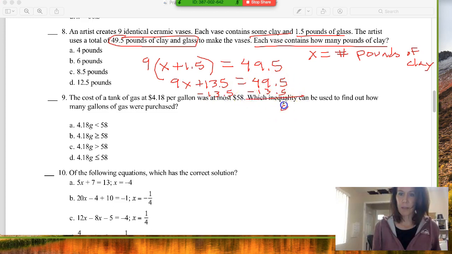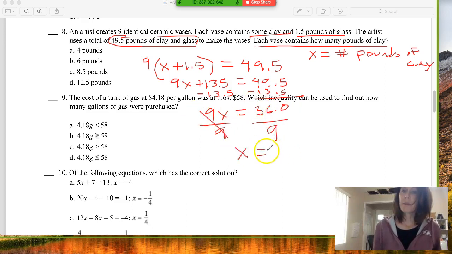When I do that, I get 36. That's a nice even number. So 9x is going to be 36. Now divide both sides by 9, and you're going to get x equals 4. 9 goes into 36 4 times. So you're going to need 4 pounds. X is the pounds of clay, 4 pounds of clay.